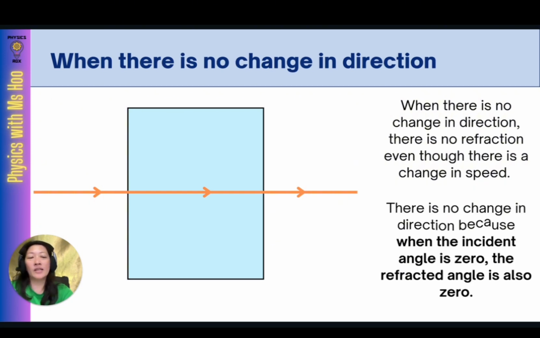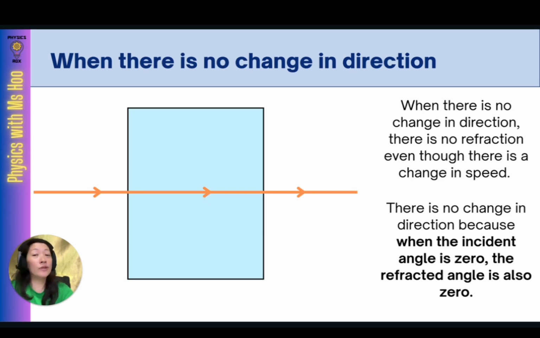The reason there is no change in direction is because the ray over here is perpendicular to the boundary, meaning that it is parallel to the normal. Remember that the normal is 90 degrees to the boundary. The incident angle is always measured between the light ray and a normal line. So in this situation, the incident angle is 0. When the incident angle is 0, the refracted angle is also 0.